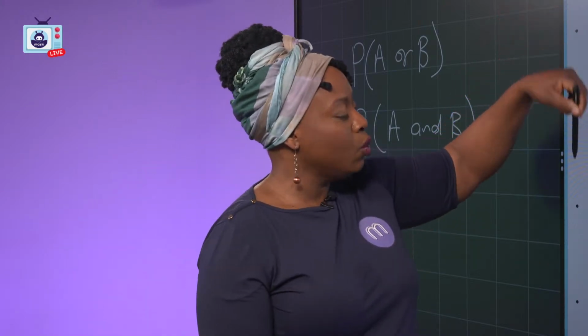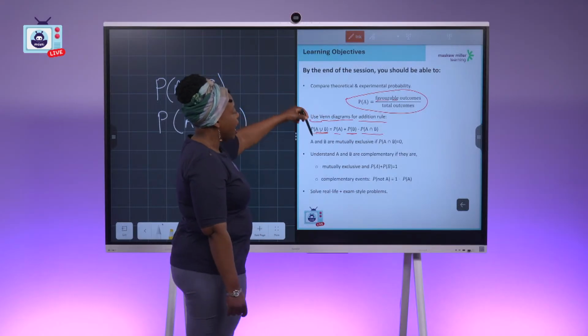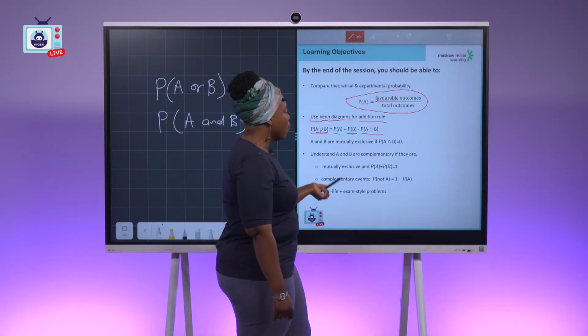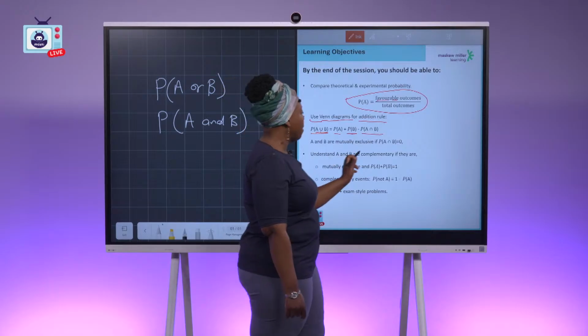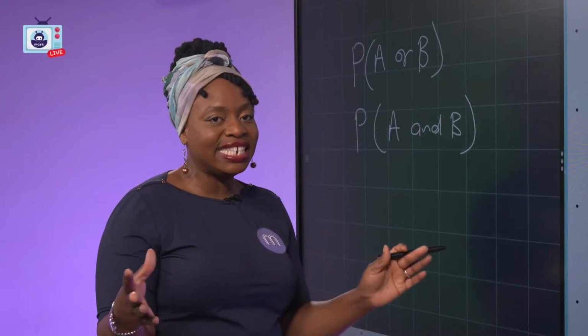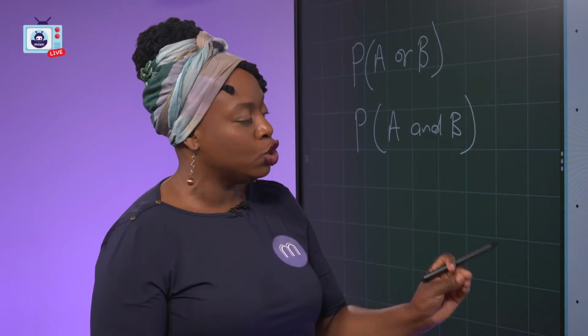With that, we can also learn how to deal with mutually exclusive events, where we know that the probability of A intersection B, or the probability of A and B, will always be equal to 0. This is when there's no intersection between the two events, right?